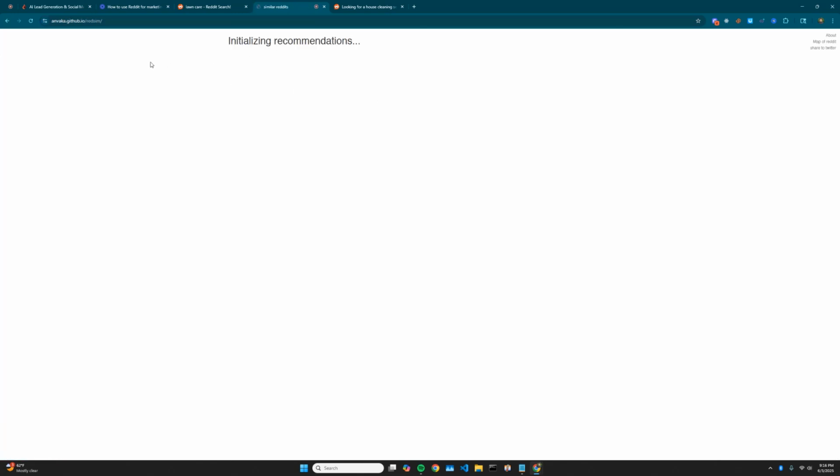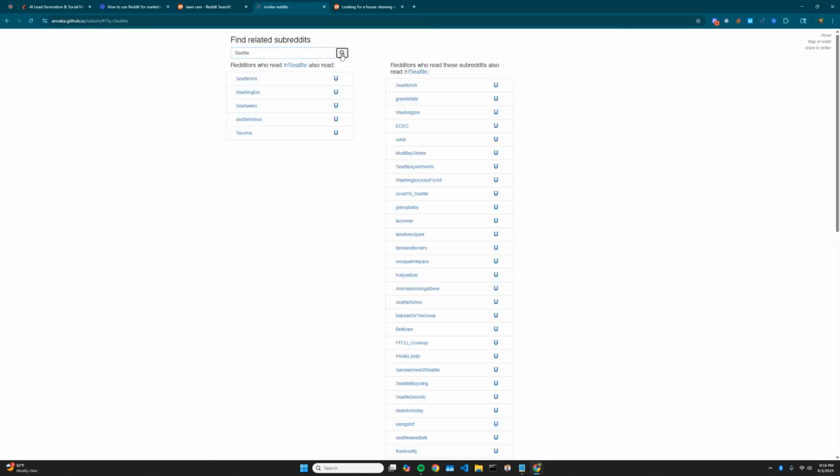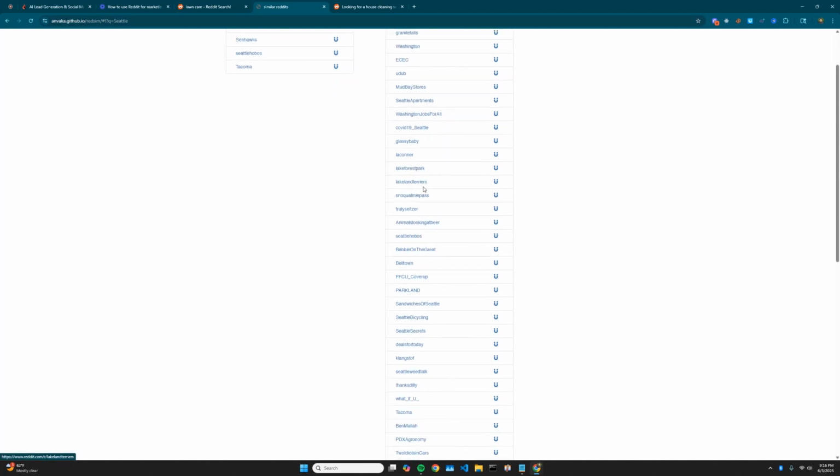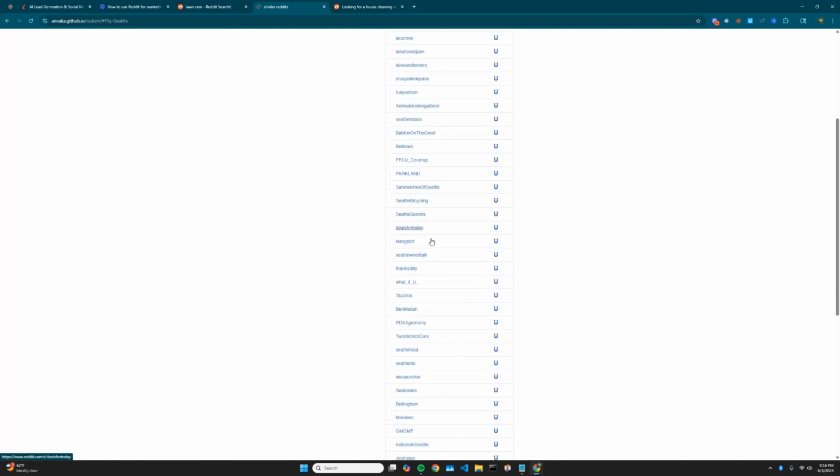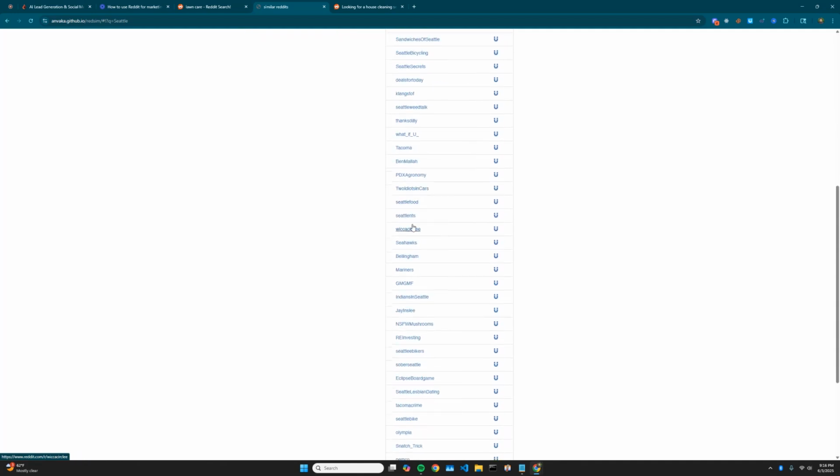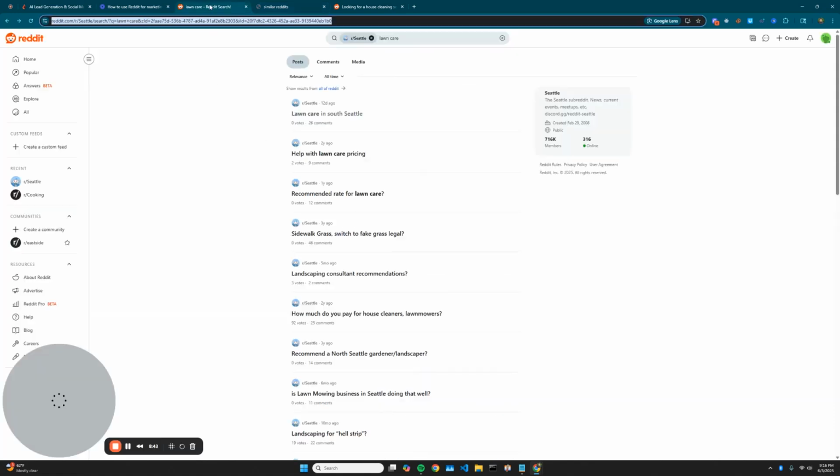So in this case, it is initializing. So in my case, Seattle, right? I don't know what any other subreddits. Okay, so people who read Seattle, they also read Seattle, Washington. That seems like a relevant subreddit. They also read Tacoma. If I service Tacoma, I would love to monitor that subreddit, right? Let me see. Lake Forest Park. This is another good neighborhood. There's other local subreddits where I could be monitoring for leads for my business. So I would highly recommend this route if you're a local business.